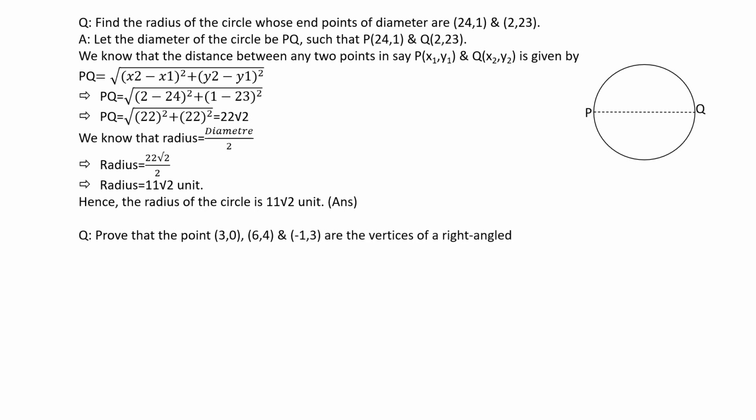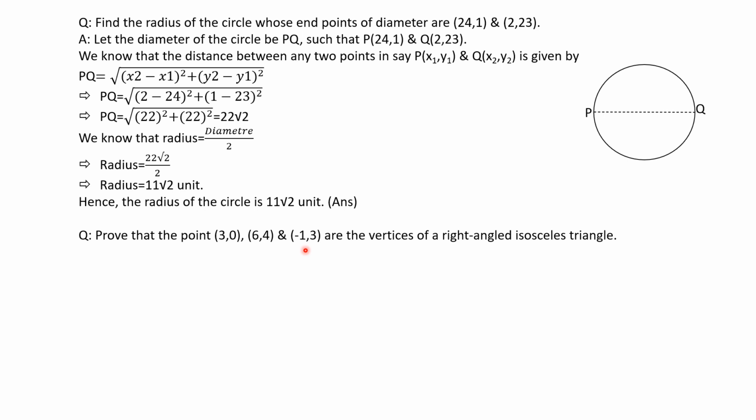Prove that the points (3,0), (6,4) and (minus 1,3) are the vertices of a right angle isosceles triangle. First of all, we need to verify whether these 3 points constitute a triangle or not. How can it be done? We have to find out the individual distance of these 3 points from each other.